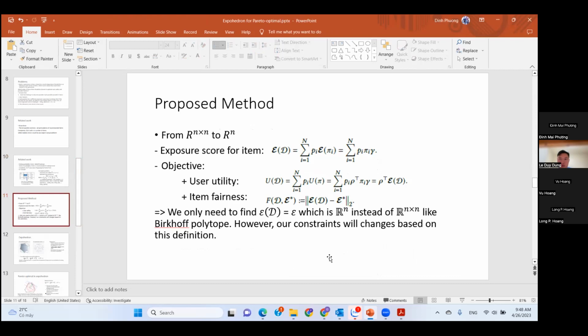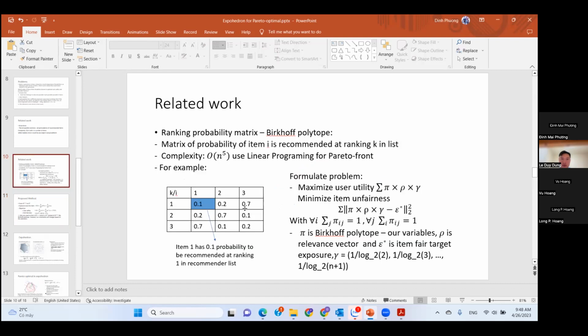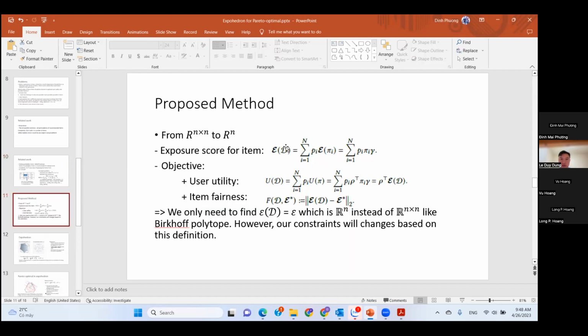The idea began when they tried to reduce the number of variables from n squared to only n. With the distribution d of the Pi, the exposure score could be computed like this: the sum of the probability with the exposure of Pi. The Pi is the Birkhoff matrix here. And if we have a distribution d of the Pi, we will have the exposure score and the probability score like this.